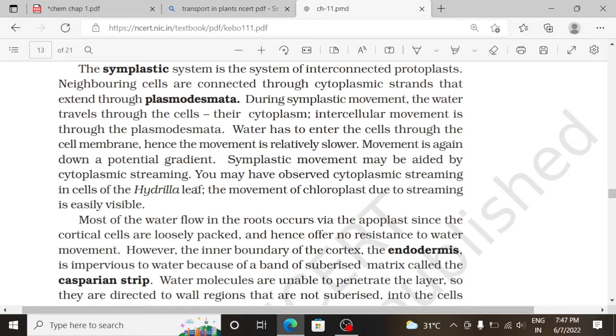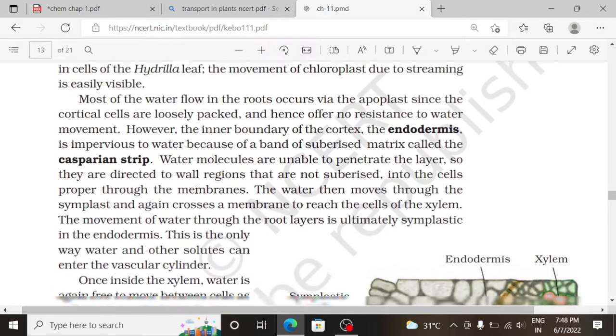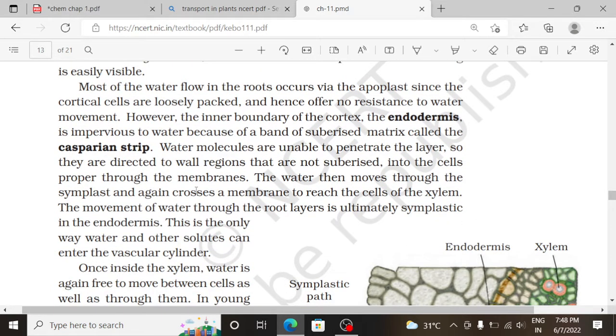Most of the water flow in the roots occurs via the apoplast, since the cortical cells are loosely packed and hence offer no resistance to water movement. However, the inner boundary of the cortex, the endodermis, is impervious to water because of a band of suberized matrix called the Casparian strip. Water molecules are unable to penetrate the layer, so they are directed to wall regions that are not suberized, into the cells proper through the membranes.